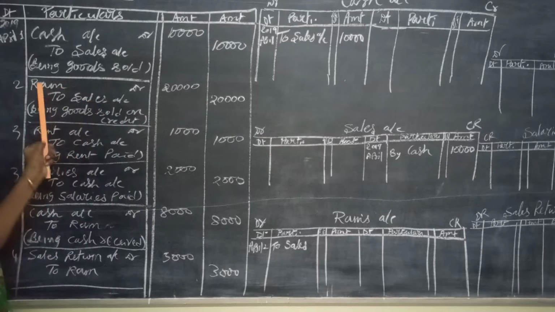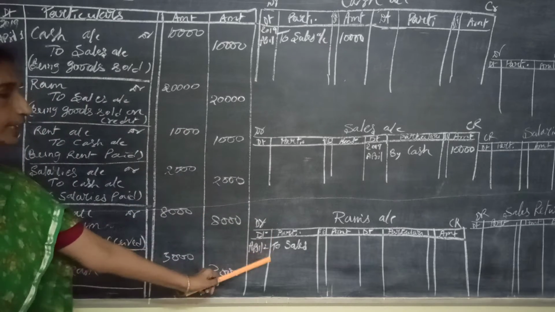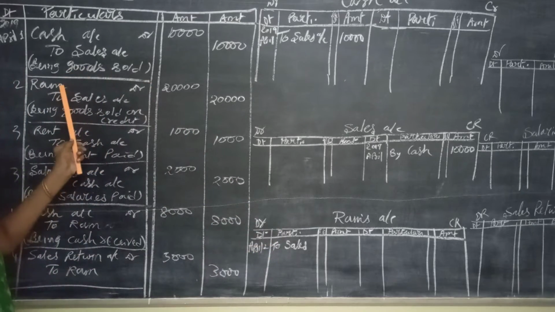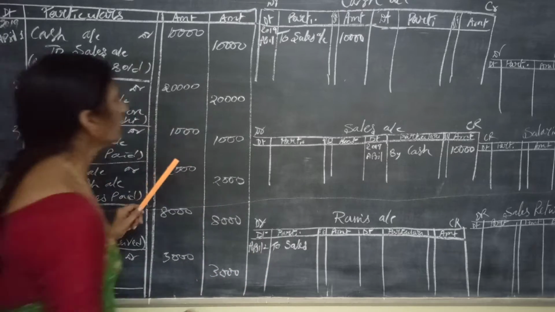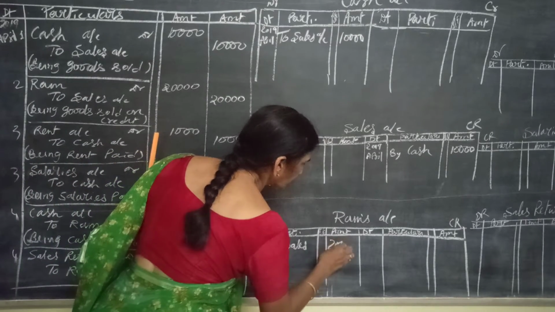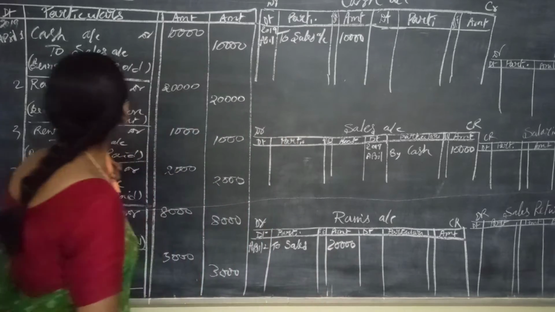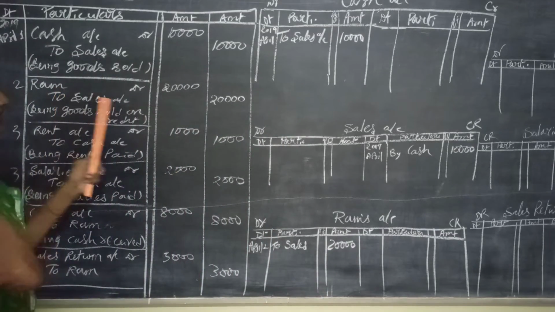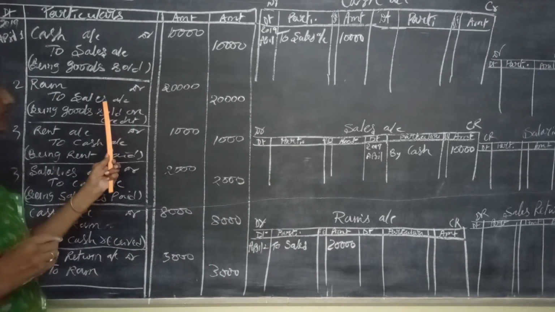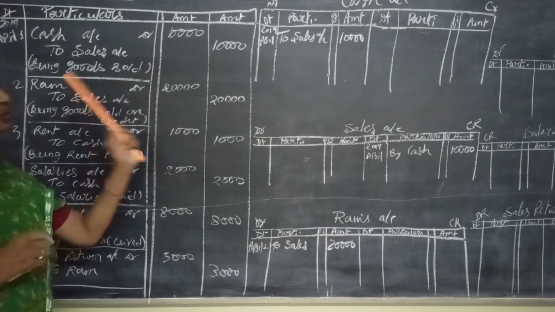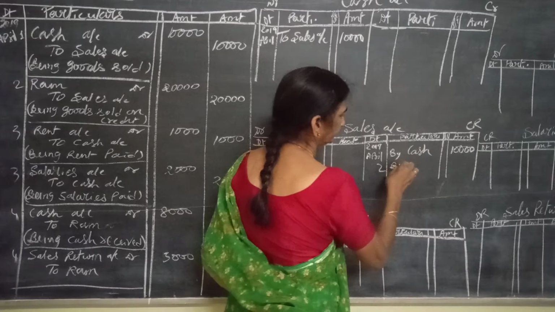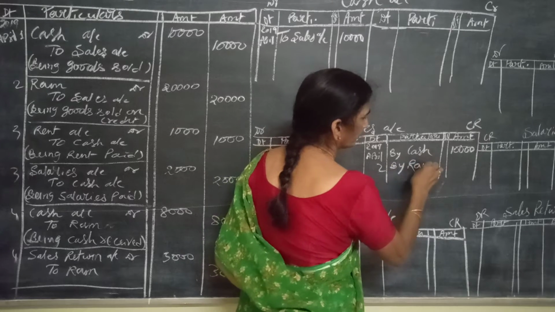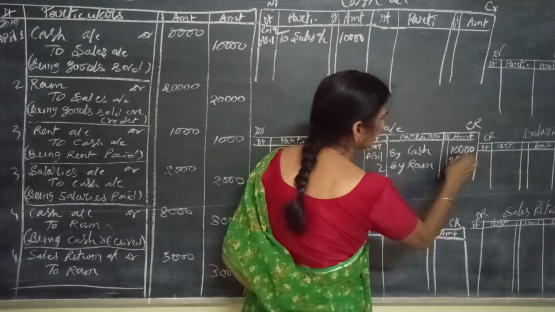Here, by sales account it is being debited, so write to sales account on the debit side, and write the amount 20,000. Again, the sales account is already there. The sales account is being credited here. Go to the credit side and write by Ram, 20,000.